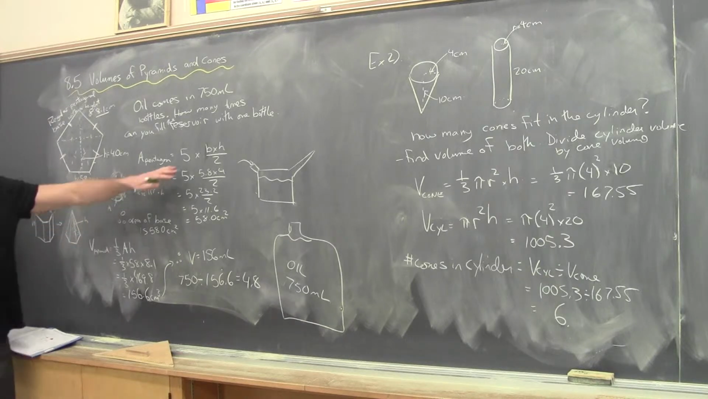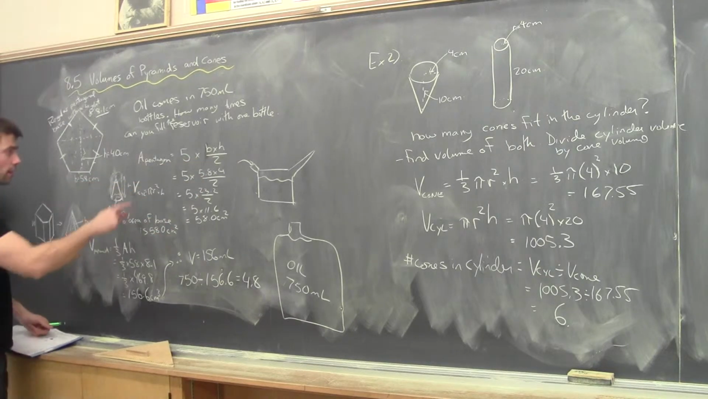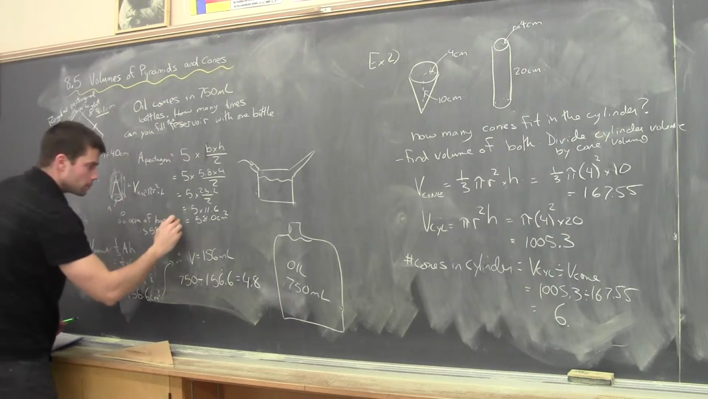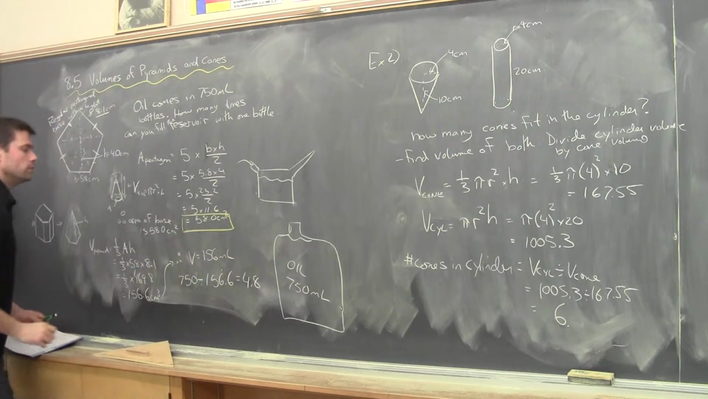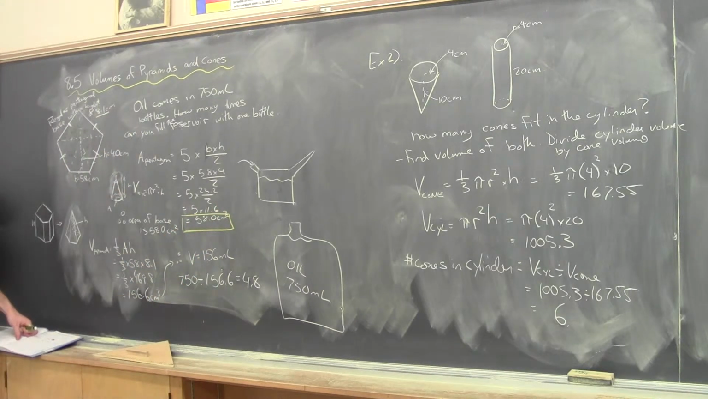All right, so once we do that, we figure out that the area of this pentagon shape is 58 centimeters squared. Now we need to find the volume, so we need to multiply that by the height. All right, the height is given as 8.1.